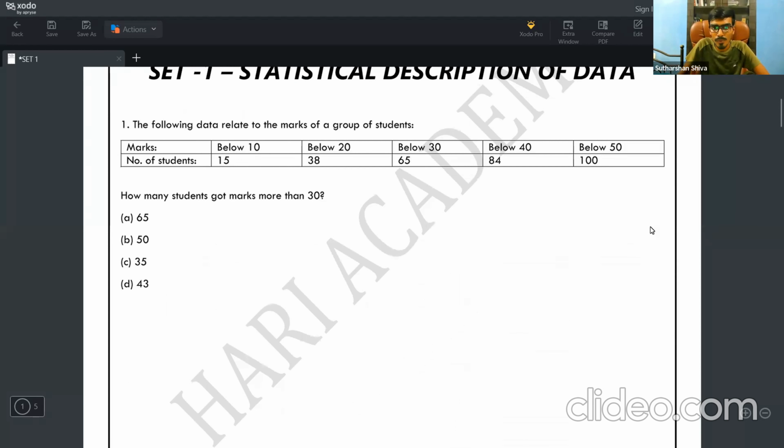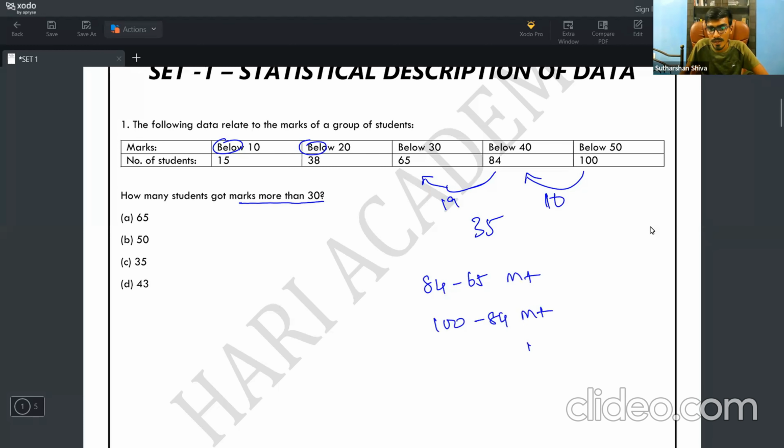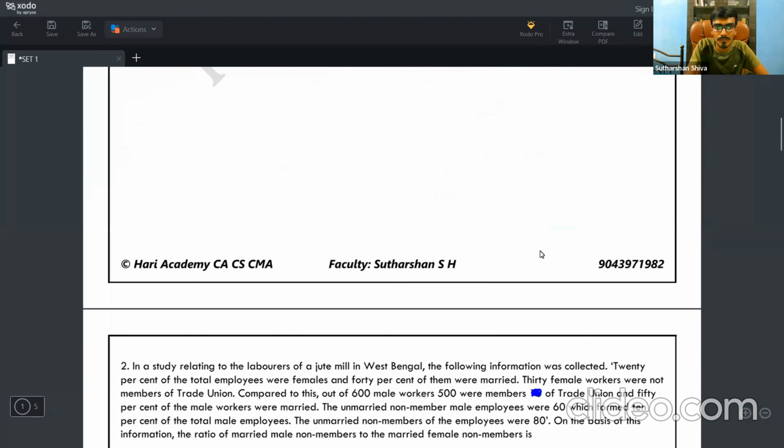Our first question: a group of data is given, and they are asking how many students got more than 30 marks. Everything is based on the data below. What we will do, we will do 84 minus 65, plus 100 minus 84, plus the remaining class, and we will get 35. What you will do: 84 minus 65 plus 100 minus 84 plus, finally, the last class. The answer will be 35. Now we will move on to question number 2.